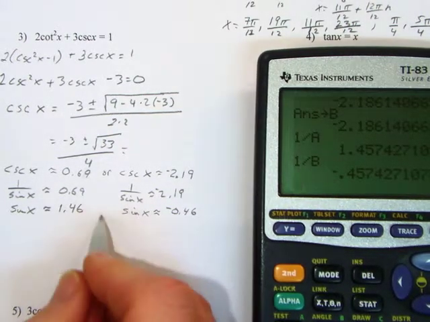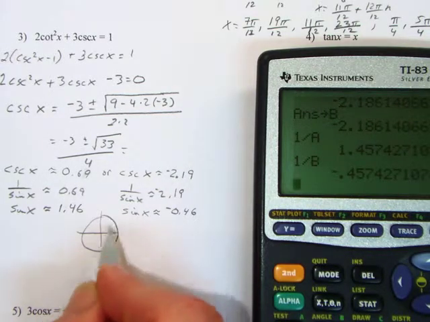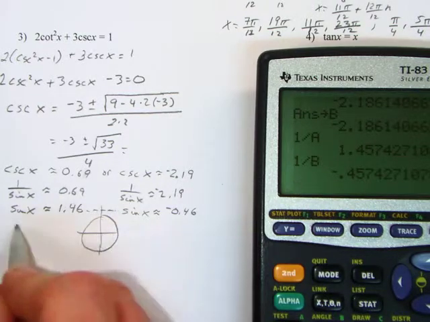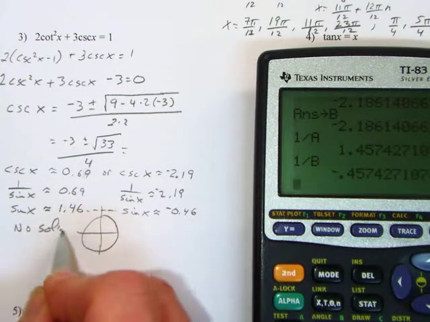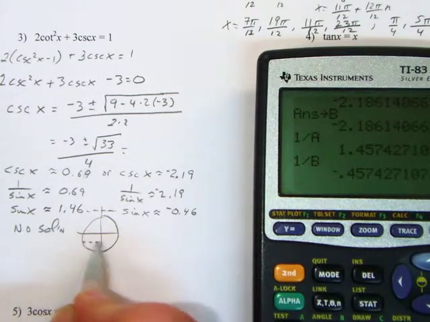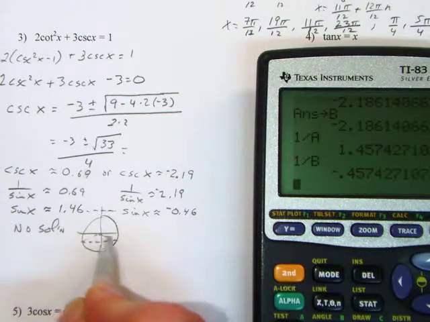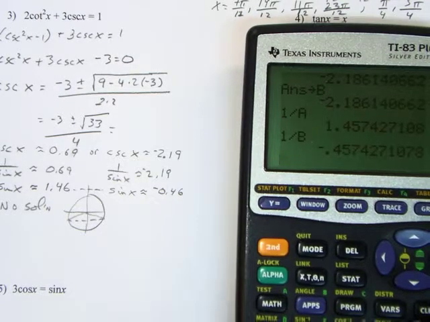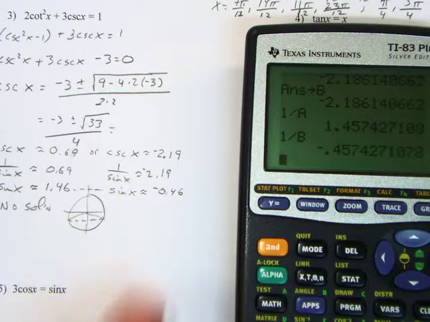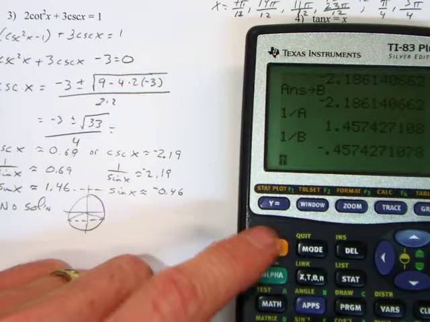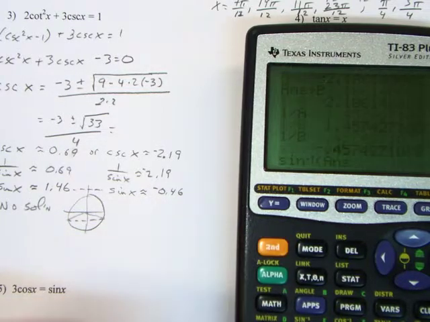When we look at our unit circle, 1.46 is up here. So what does that mean? This has no solution. And what about negative 0.46? That would be down here. There are two solutions here. They're definitely not unit circle values. So we're going to need to find these. Now, just so I have this, do I need to? Well, we have that on our screen, so we can just go inverse sine of answer.